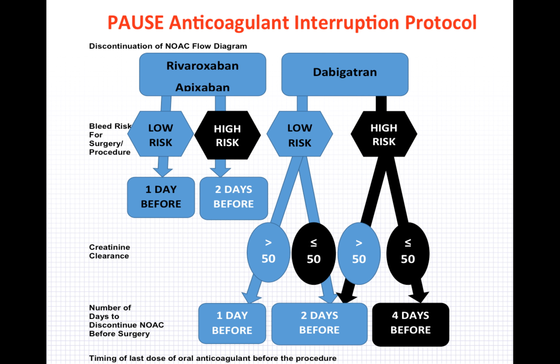If this person's creatinine clearance is greater than 50 and the procedure is low risk, 1 day of DOAC is to be skipped. If the creatinine clearance is less than or equal to 50 and the procedure is low risk, 2 days of DOAC are skipped. If the creatinine clearance is greater than 50 and the procedure is high risk, 2 days of DOAC are also to be skipped. And if the creatinine clearance is less than or equal to 50 and the procedure is high risk, 4 days of DOAC are to be skipped. Please see the DOAC interruption scenarios video for more information and practice scenarios.